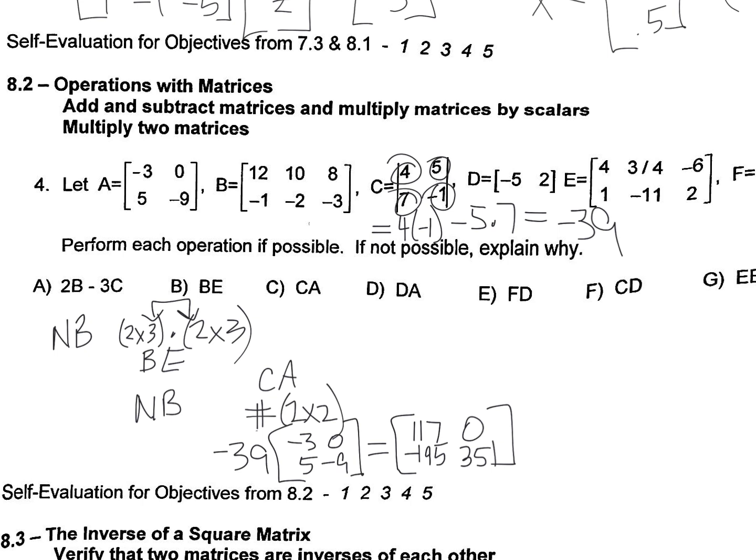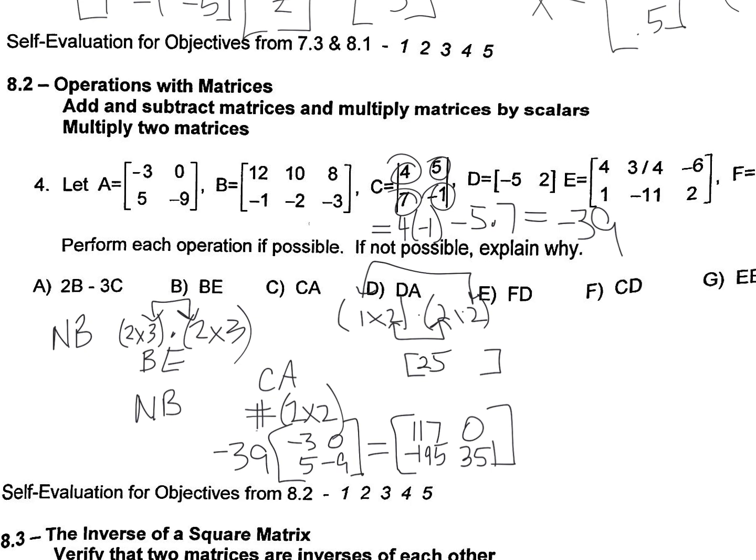Next we did C times A, sorry, so next D, we did D times A. I'm just going to write the order here. D is a 1 by 2 times A, which is a 2 by 2. So the 2's match up, and then the outside will give us the size, which is a 1 by 2. So I'm going to write a 1 by 2 here. So we go D, row 1, times column 1, and that will give us entry 1, 1 right here. Negative 5 times negative 3 is 15, plus 2 times 5 is 10, so 15 plus 10 is 25.